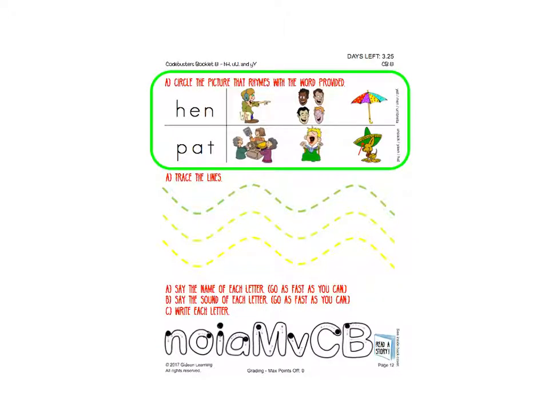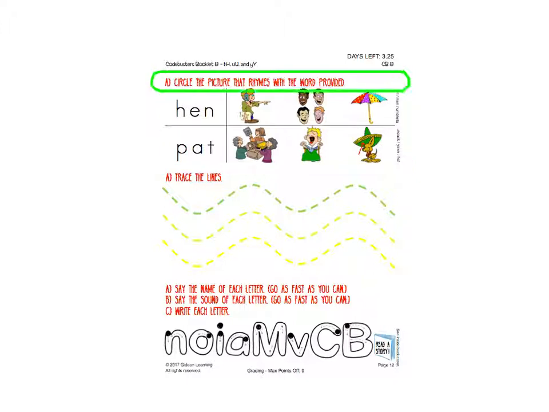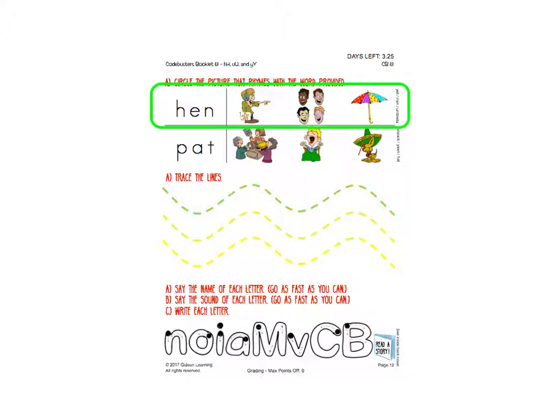Now we're going to go through different activities that may be challenging for the students. This activity reads as follows. Circle the picture that rhymes with the word provided. So let's look at this first one. When we talk about rhyming, what we really mean is two words that have similar ending sounds. So for this word, hen, we want to see which of these three options has the similar ending sound.